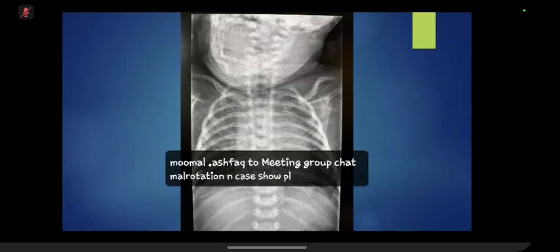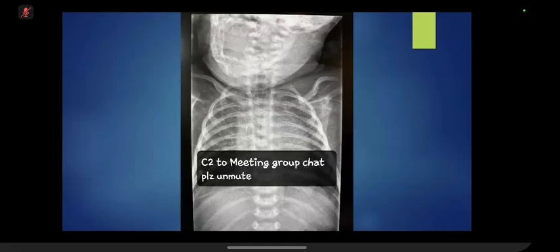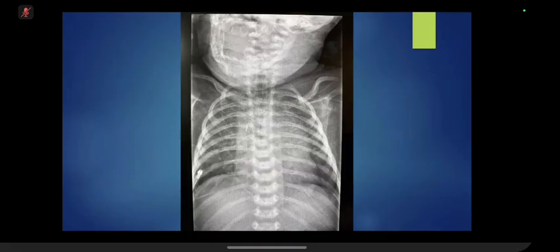A frontal chest X-ray of a child. It shows there is a widening of the right mediastinum, extending up to the neck, and there is a soft tissue density extending from the neck to the right side of the heart. There is no evidence of pneumothorax.